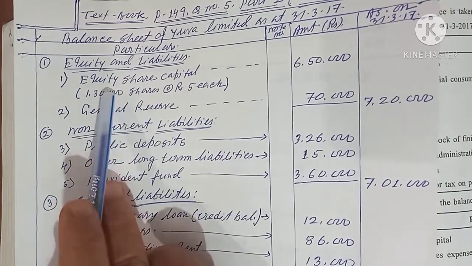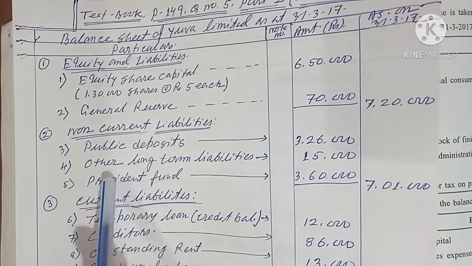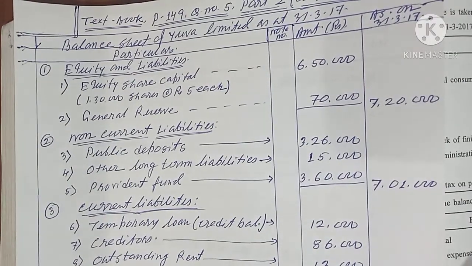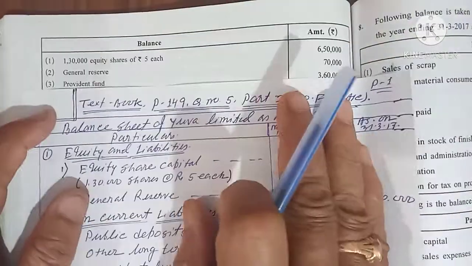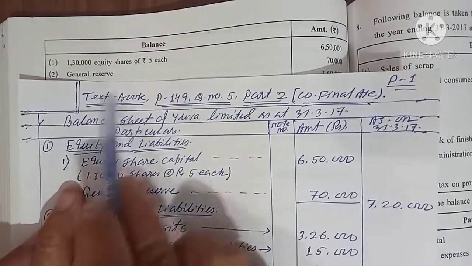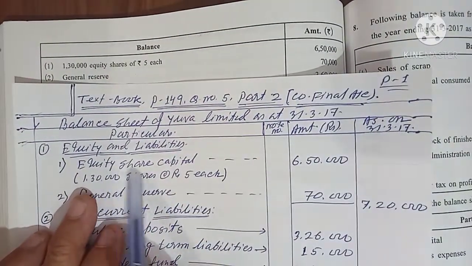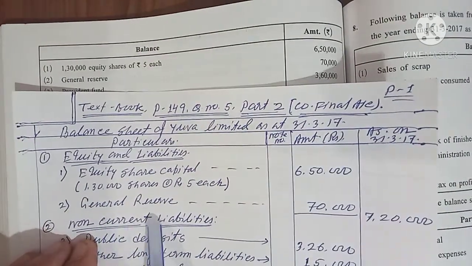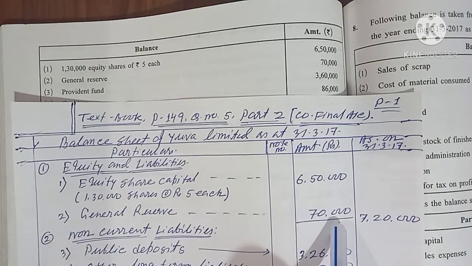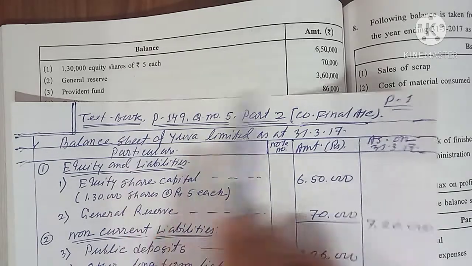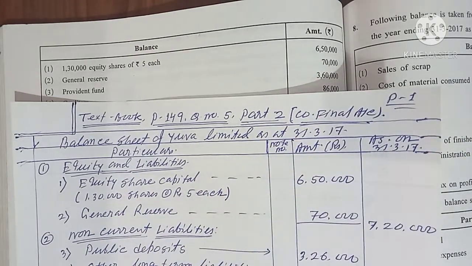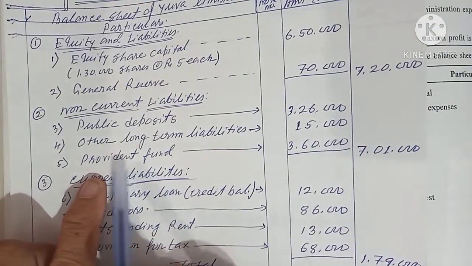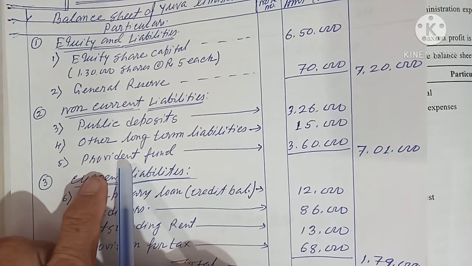Equity and share capital, general reserve, public deposit, others long term, provident fund. Now the main heading, you know what comes inside it, only that you have to write there. First is equity share capital 6,50,000. Next, general reserve 70,000. Next is provident fund of rupees 3,60,000. Provident fund, under which heading it comes, that only you have to keep in mind. Provident fund is coming here because 3 items are there.